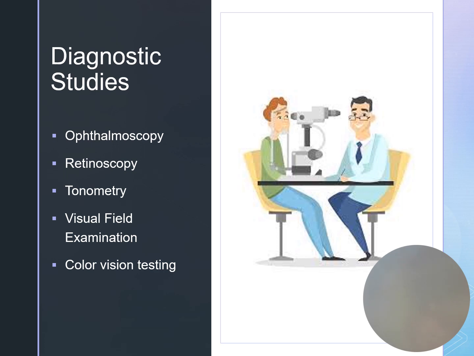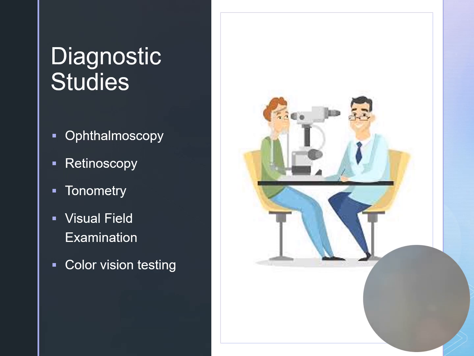Different studies that we can do include ophthalmoscopy, which is examination of the fundus of the eye, retinoscopy, which helps determine the focusing power of each eye. Tonometry will measure intraocular pressure. Normal intraocular pressure is 10 to 21 millimeters of mercury.